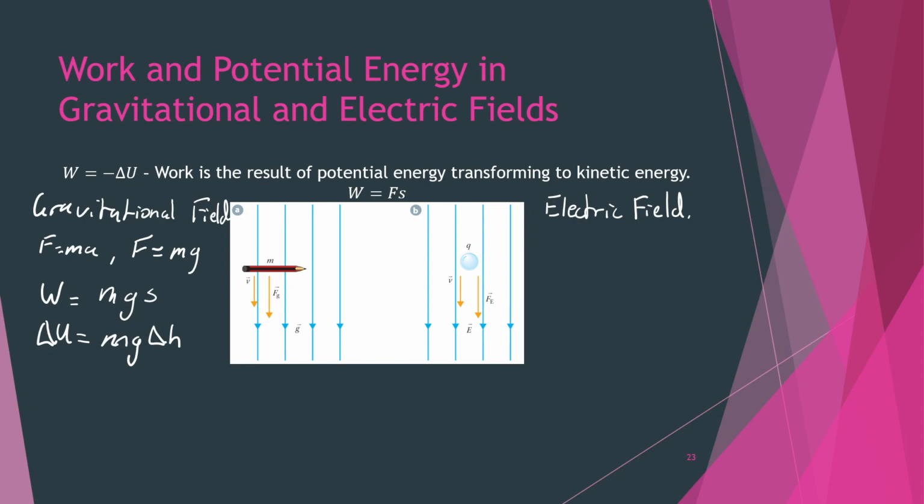On the other hand, when we look at electric fields, our force equation looks slightly different. And this is an equation that we used in the previous video, and that is that F is equal to QE. In other words, the force applied on an object is equal to its charge multiplied by the strength of the electric field. Similarly to what I did for the gravitational field, we can rewrite our work equation by substituting in QE for F, giving us work is equal to QEs.